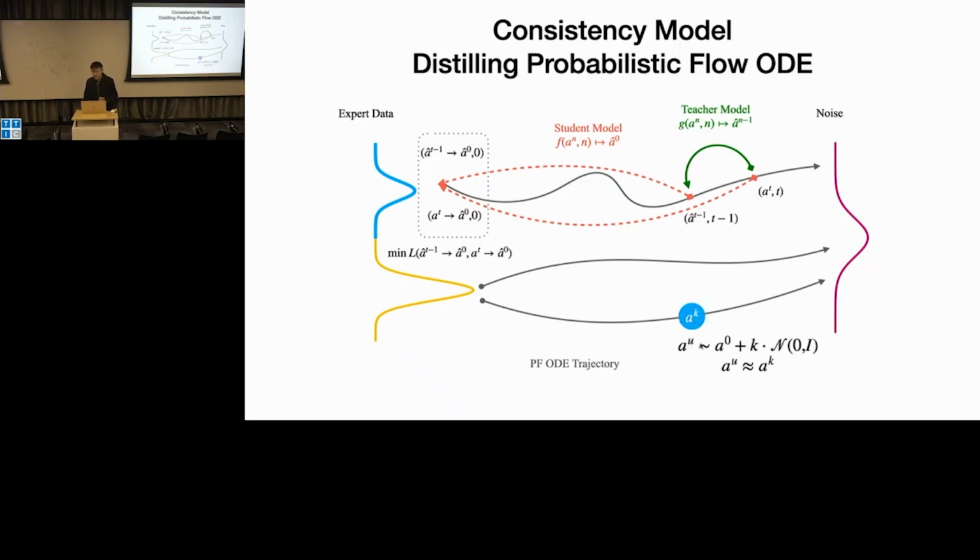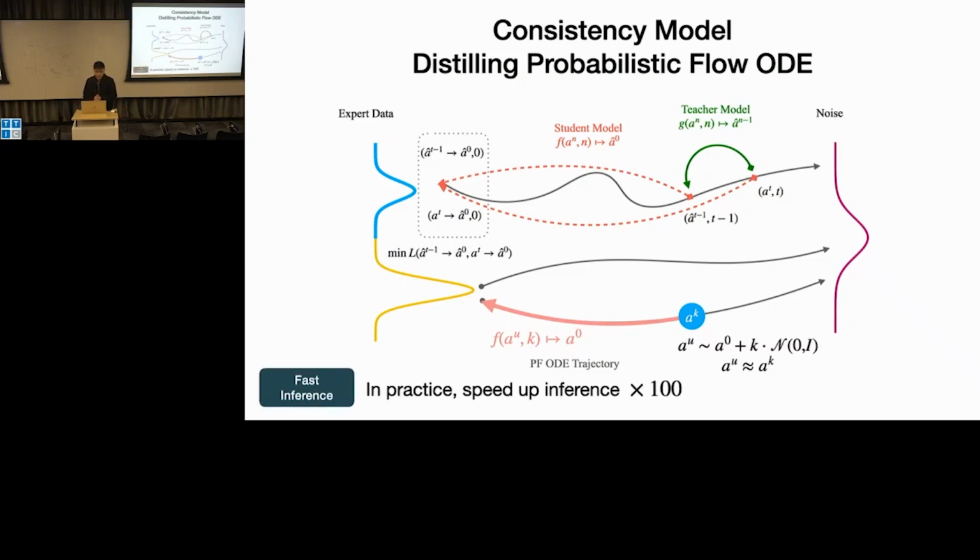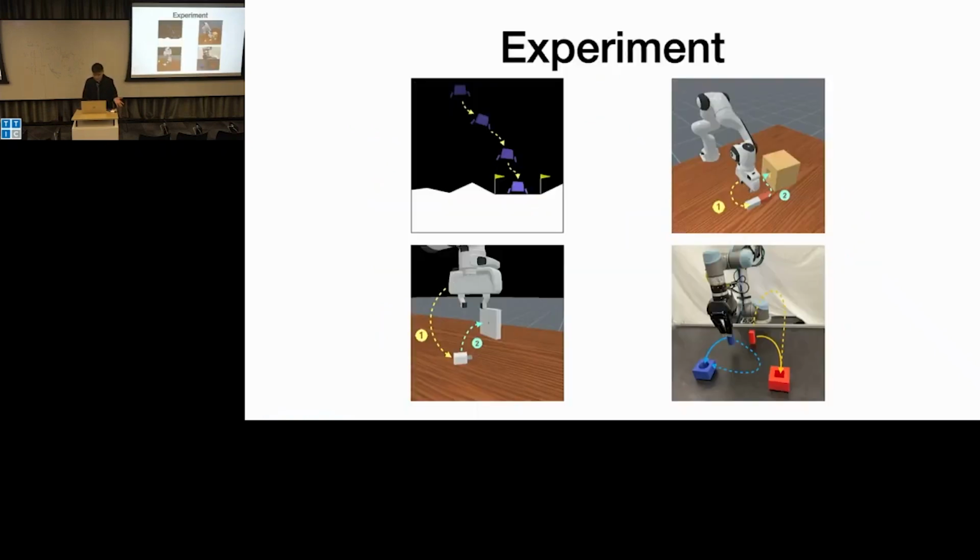During inference time, we just assume the user's action is like some point along this trajectory, say AK. And then we directly apply the student model to do this one-step denoising, and we can get the clean sample. This is a fast inference that I mentioned. Now you don't do one iteratively reverse step, you're doing the one-step jump.